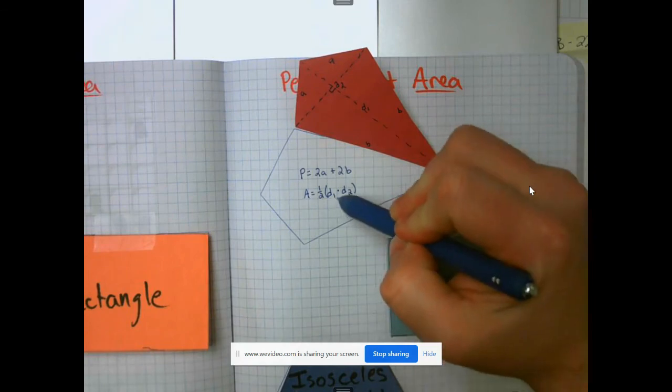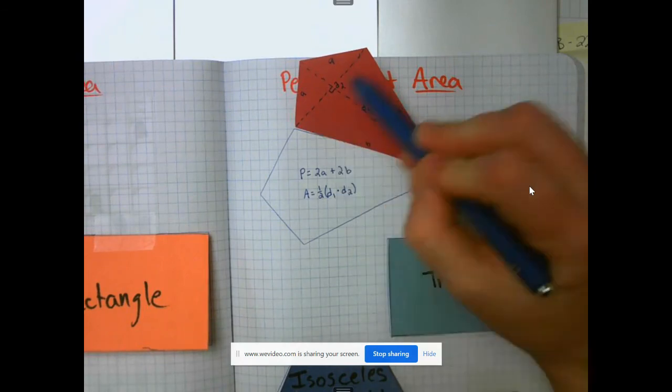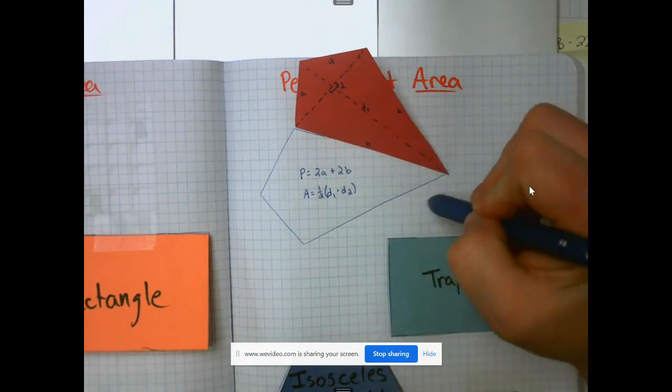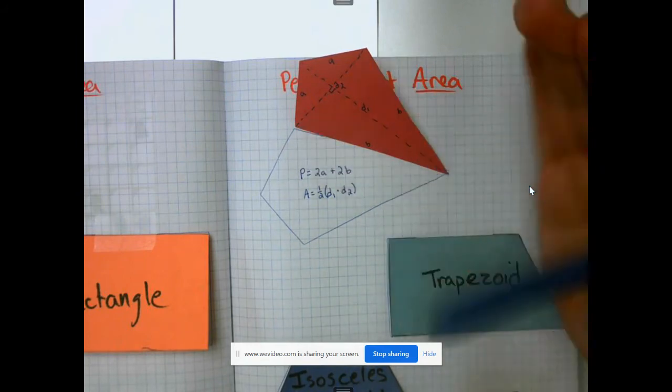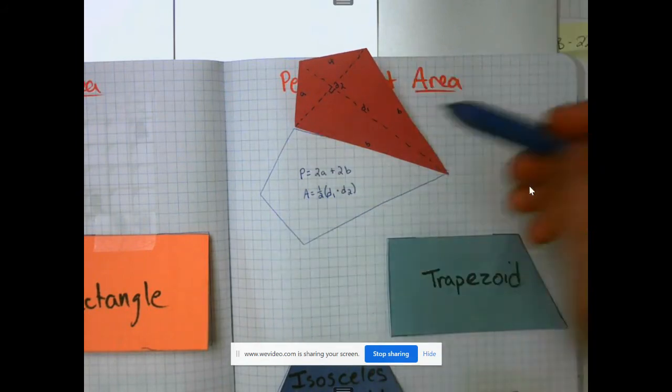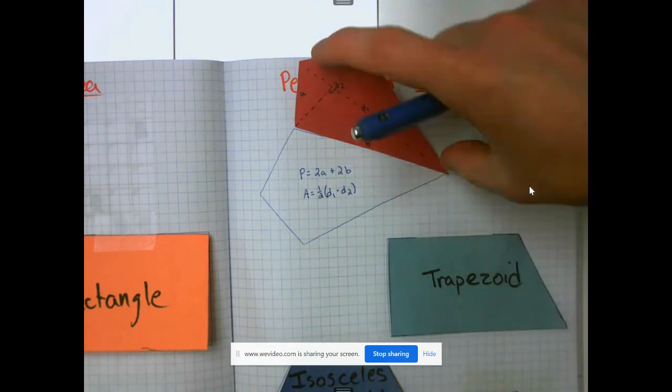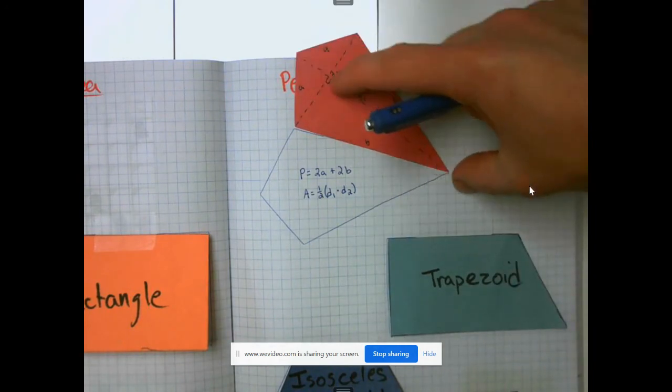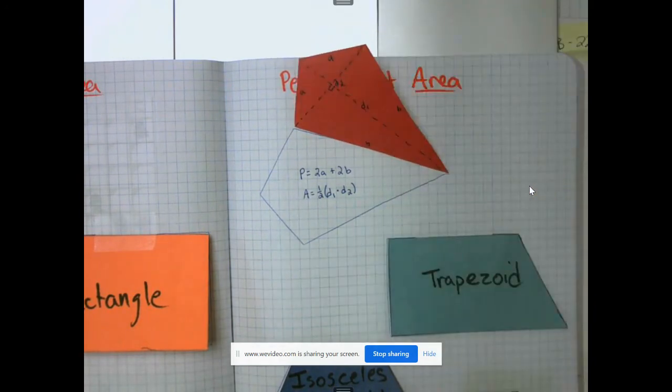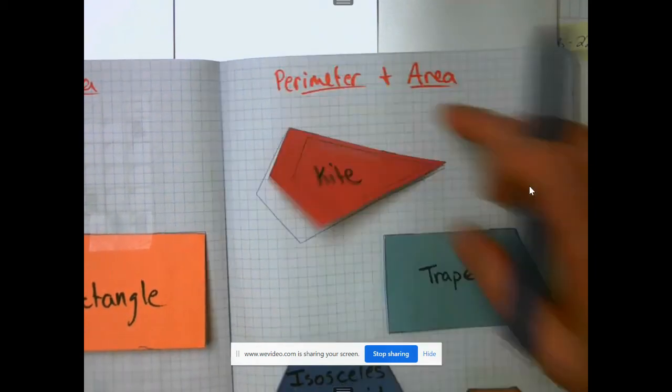When I take diagonal 1 times diagonal 2, I get this huge rectangle out here with the diagonals, and I only need half of that because it ends up being a triangle. If I just slide this diagonal down to here, I need half of that. Okay, so there's your kite.